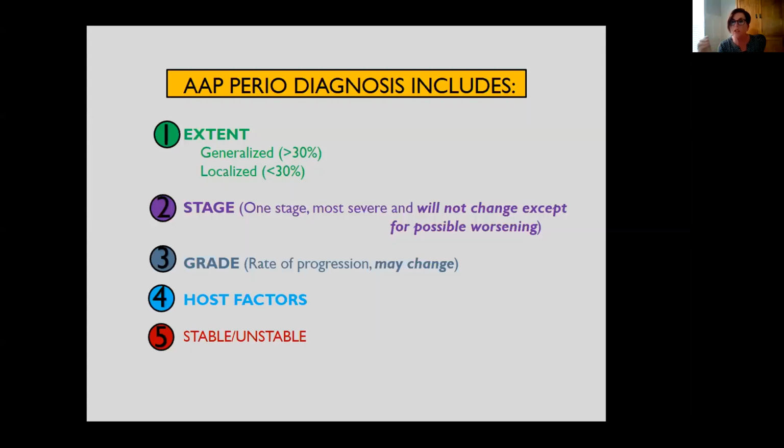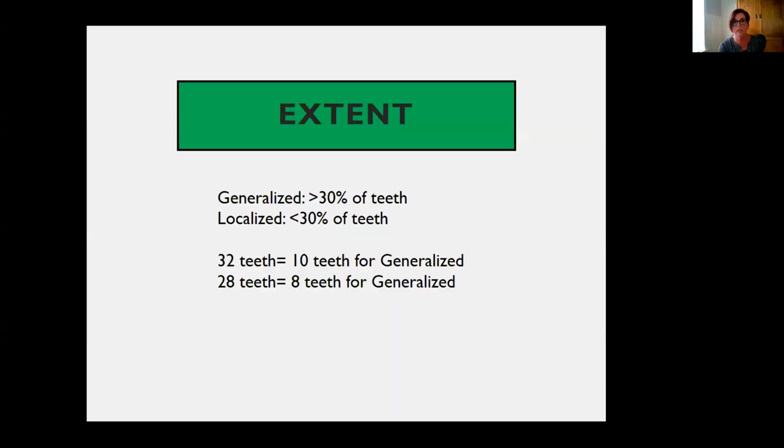stage. Your grade is the rate of progression. So how fast is this progressing? And then your host factor, the key ones are going to be smoking and diabetes. There's other ones that we'll talk about. And then stable and unstable is basically bleeding or not. So is this condition stable or not?